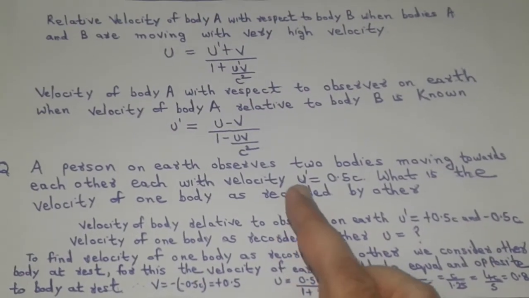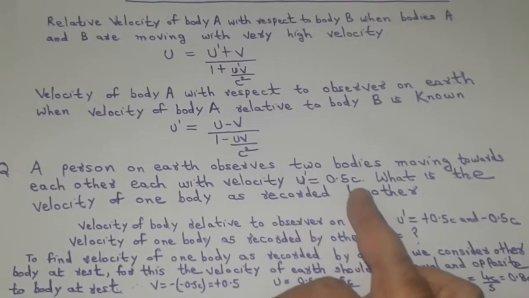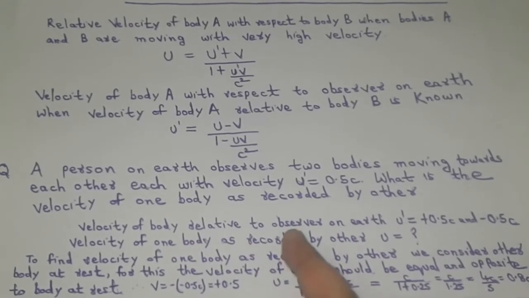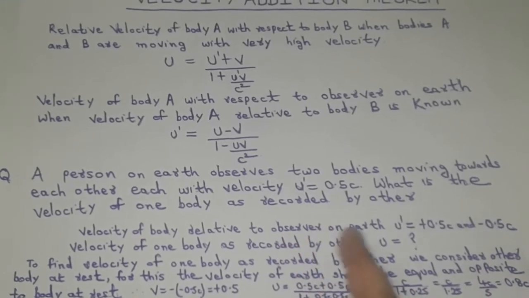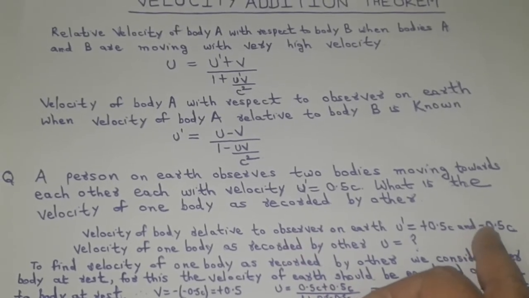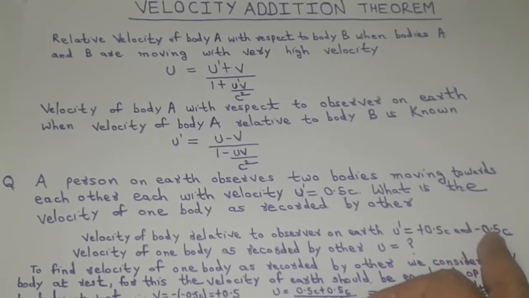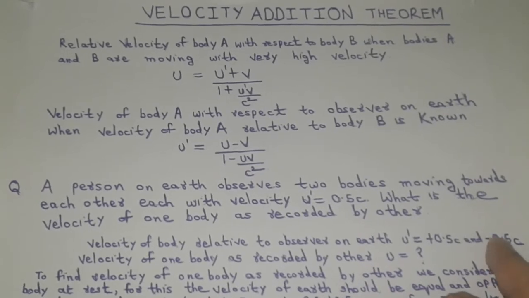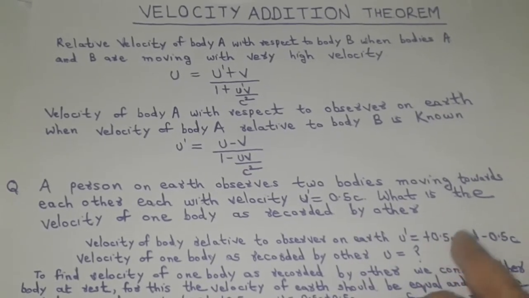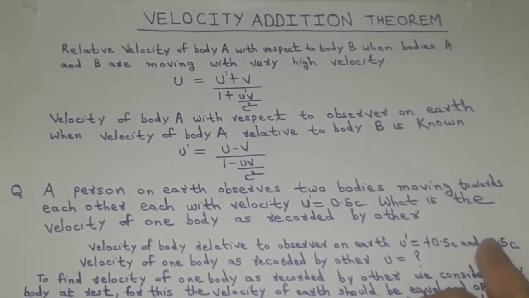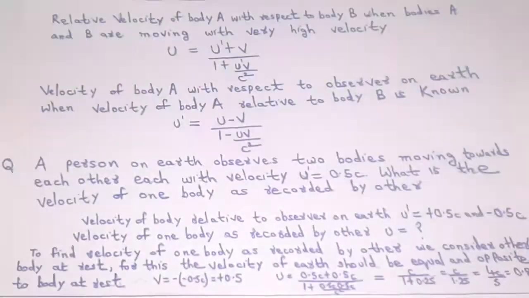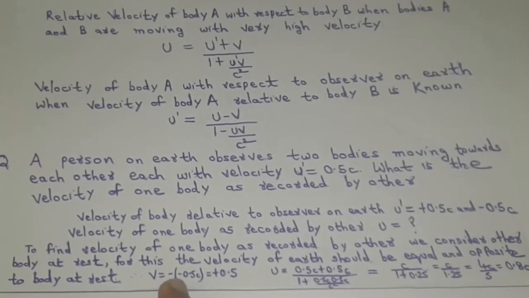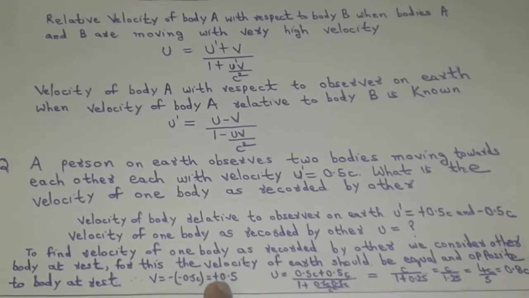So as I have stated above, the velocity of earth is never given in the problem. So to find the velocity of one body relative to other, we have to assume one body at rest. So let us consider that the body with velocity minus 0.5c is at rest. So if this is at rest, then the velocity of earth will be equal and opposite to this velocity, which will be plus 0.5c. So we get the velocity of earth as negative sign of minus 0.5c, which comes out to be plus 0.5c.